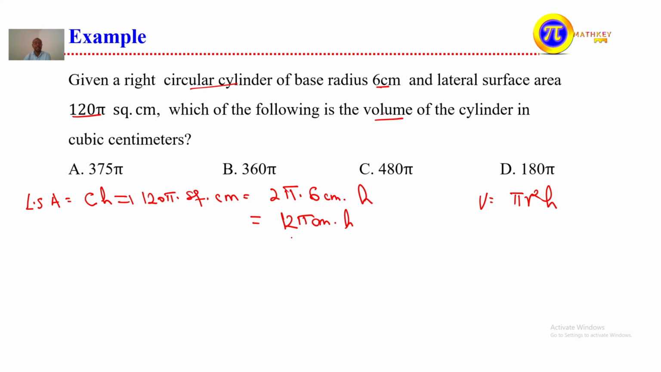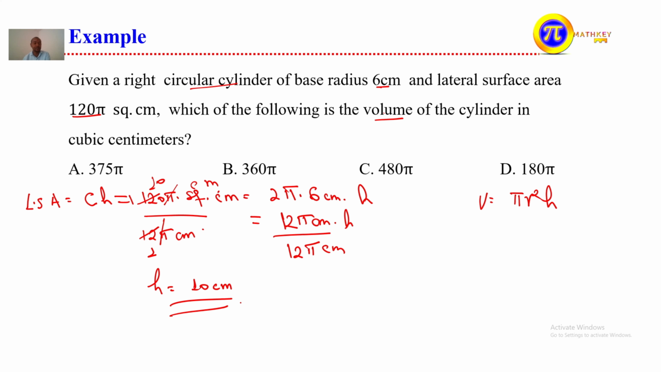To find the height h, divide both sides by 12 pi centimeter. When you cancel, 120 by 12 is 10, 12 by 12 is 1. We cancel pi with pi, centimeter by centimeter, 1 centimeter remains. So the value of h is 10 centimeter. So we obtained the value of the height.